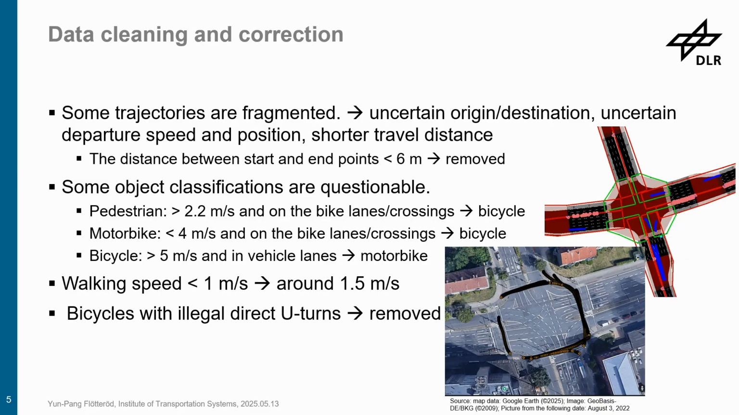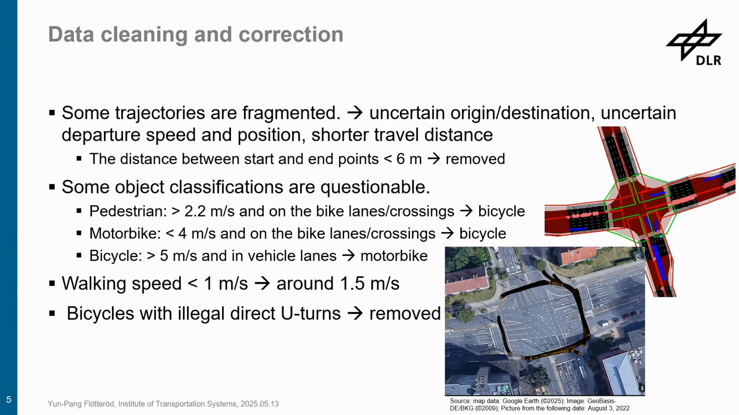Due to processing glitches, some trajectories are fragmented. This is very crucial for reproducing data in SUMO. Some of them can be repaired during post-processing, but others remain incomplete. If that happens, it can result in uncertainties in the vehicle origin, destination, and also departure speed and position, even a shorter travel distance.